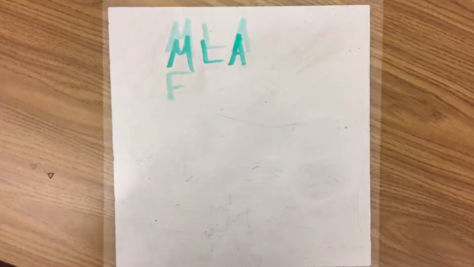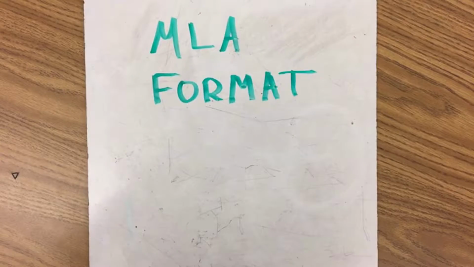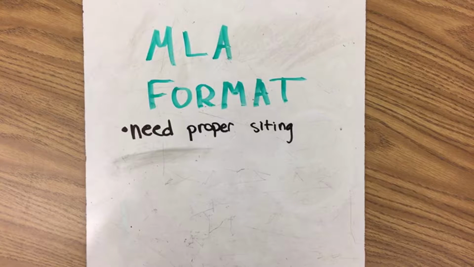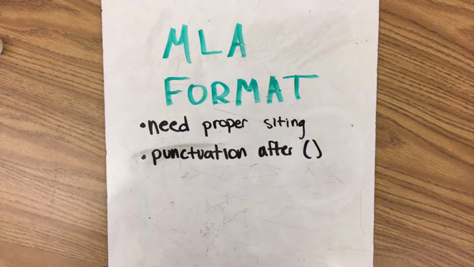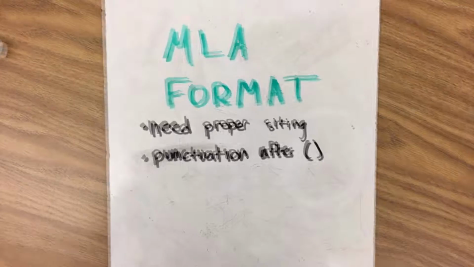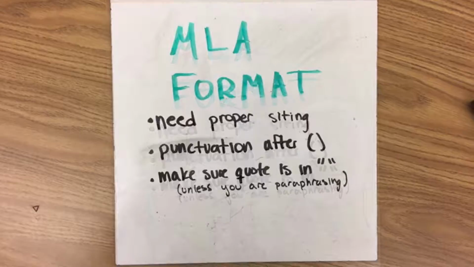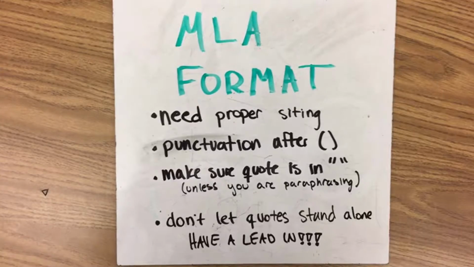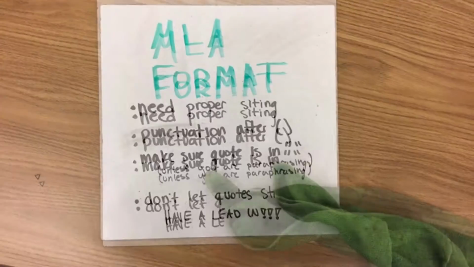MLA format is also very important when typing up a paper. To use MLA format correctly, you must abide by the following rules. You must have proper citing, must have the author's name and page number inside parentheses, punctuation after the parentheses and not inside the quotation. Quotation marks must be around the quotation. You should have a proper lead-in.